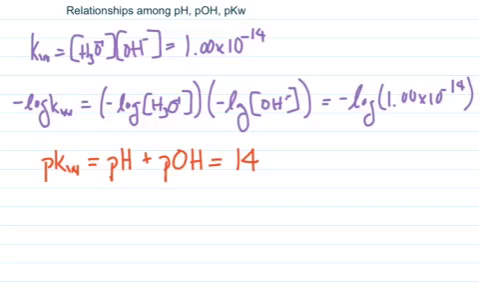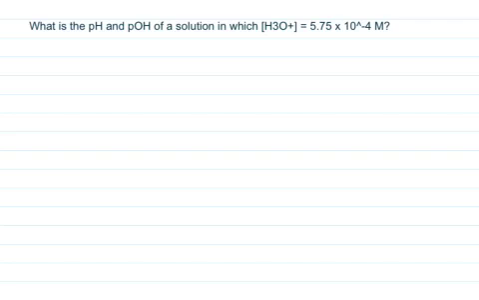So for logs, the number of significant figures is going to equal the number of places to the right of the decimal point. So we're going to see that when we work out a few problems. So let's do a few problems so you can understand how we go from pH to hydronium, hydronium to pH, hydroxide to pOH, and pOH to hydroxide. So given the equation, what is the pH and pOH of a solution in which hydronium is equal to 5.75 times 10 to the minus 4 molar?